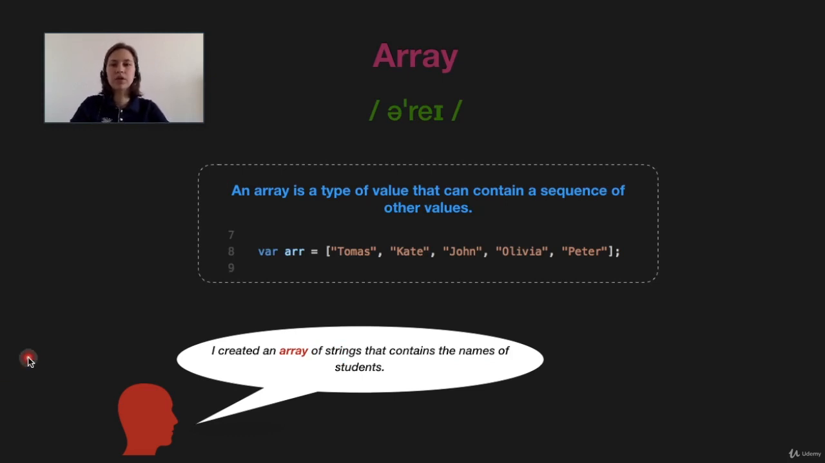Array. An array is a type of value that can contain a sequence of other values. Again, a line of code here. I'm sure you recognize this. Var r, which is the array, equals, and there are different names in this array. I created an array of strings that contains the names of students.